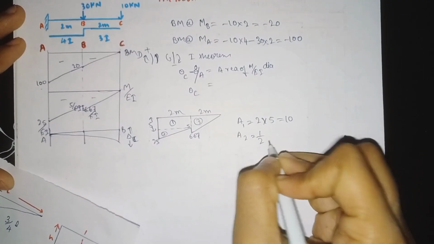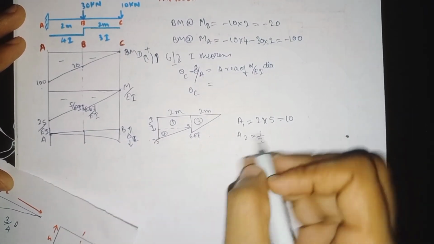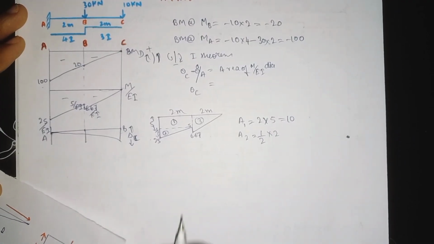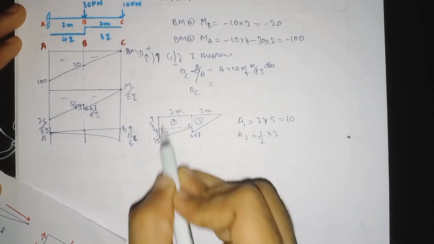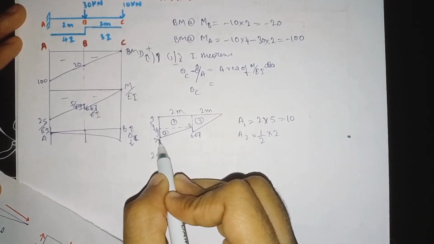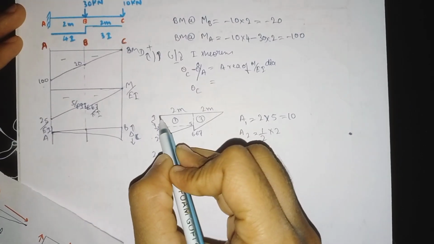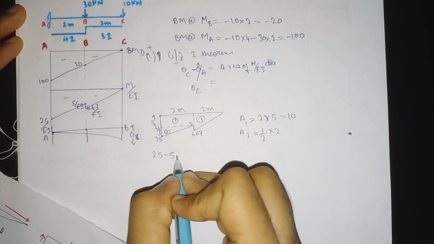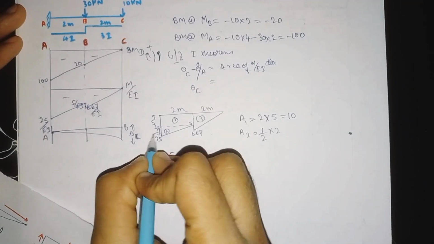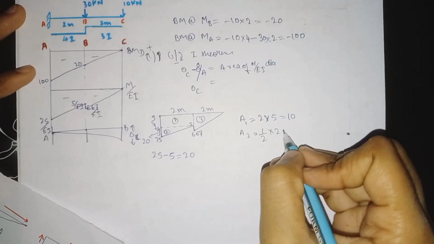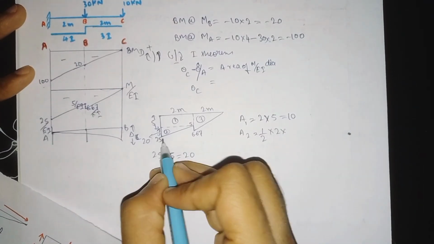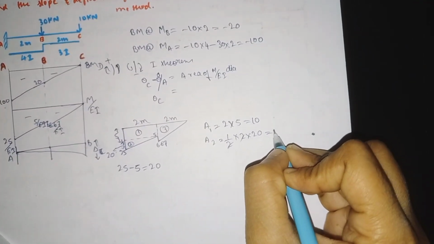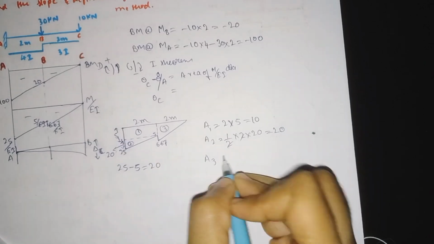Similarly for A2 we need to find the area of this triangle. For that we have the formula half into height into length, where length is 2 meter. We don't know this height. For that, we know the total distance from here to here is 25, and we have already known from here to here is 5. If we do 25 minus 5 we will get this distance, which is 20. So half into 2 into 20, the 2 will get cancelled. Answer will be 20.